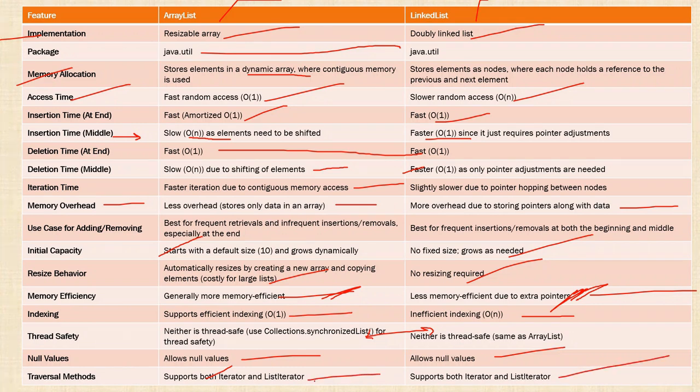Traversal method: both support Iterator and ListIterator, for both collections, ArrayList and LinkedList. So we have covered all the features of ArrayList and LinkedList. Some are similar and some we have differentiated between ArrayList and LinkedList.